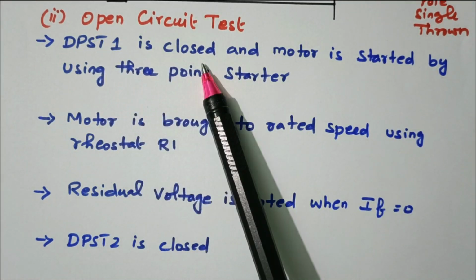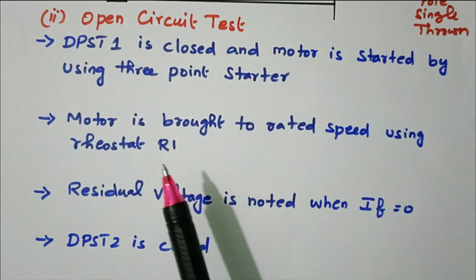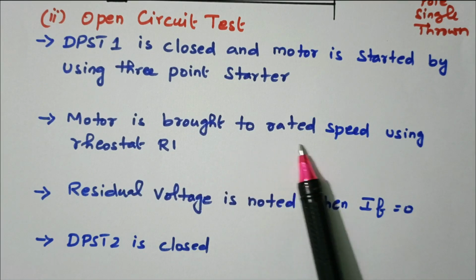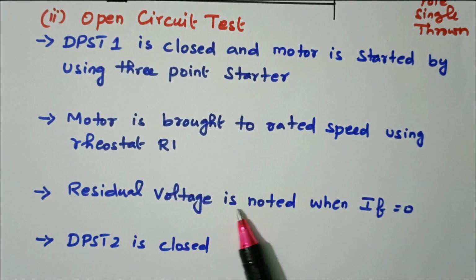DPST 1 is closed and the motor is started by using the 3-point starter. The motor is brought to rated speed using rheostat 1. Residual voltage is noted when IF equals 0. DPST 2 is closed.